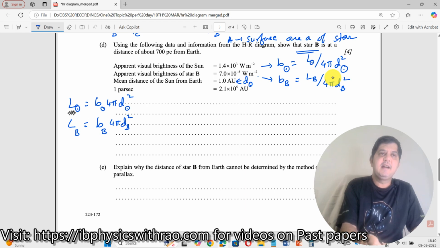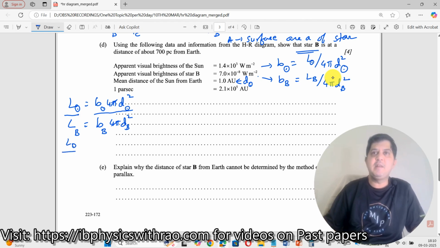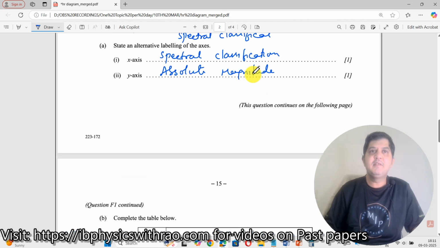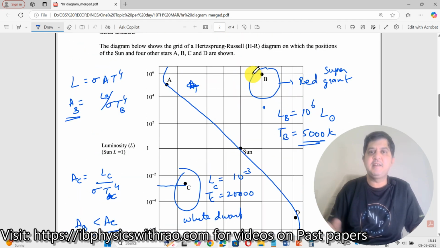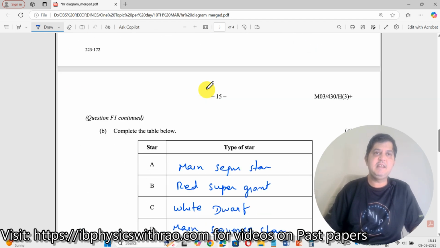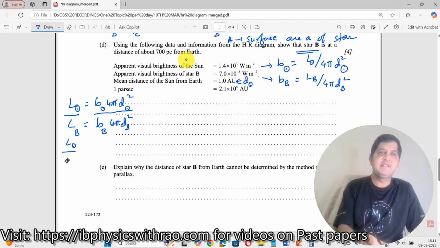I'll write like this, and I will divide one with the other. I have taken this from this formula, right? And I will divide one with the other. When I do this, this 4 pi and this 4 pi goes away. Maybe I should have taken this one upwards. Anyway, doesn't matter. Now L sun, I will take this as L sun only. L sun and LB. What's the value of LB? We already got the value of LB from the HR diagram. LB is here, which is 10 power 6 times L sun, right? I will write this as 10 power 6 times L sun is equal to B sun. What is B sun?